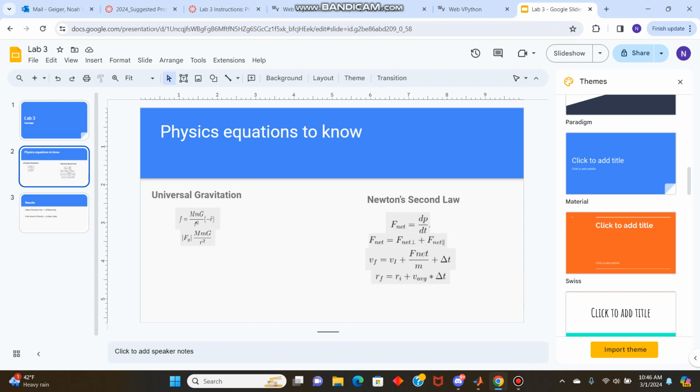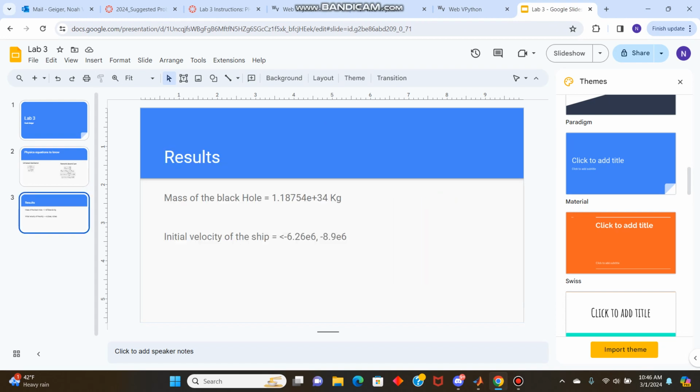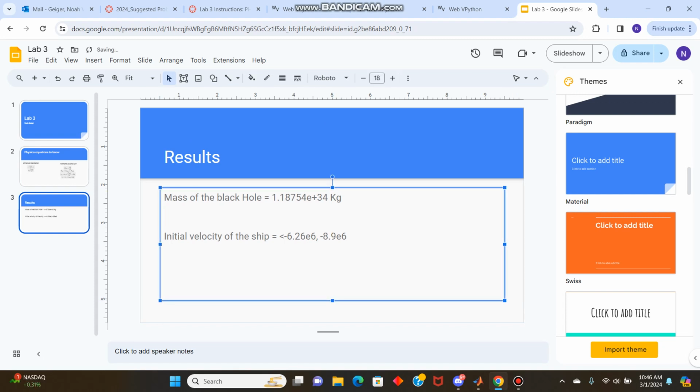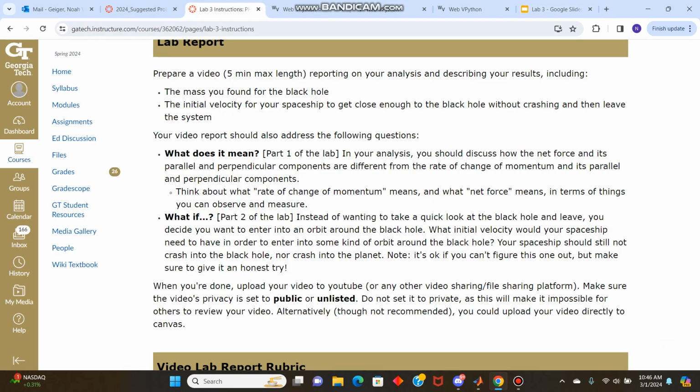So now that we have that, the big question is, what are the results? I got the initial velocity. This ended up being my initial velocity of the ship, and the massive black hole right there. And now we have to go to the what does it all mean question.